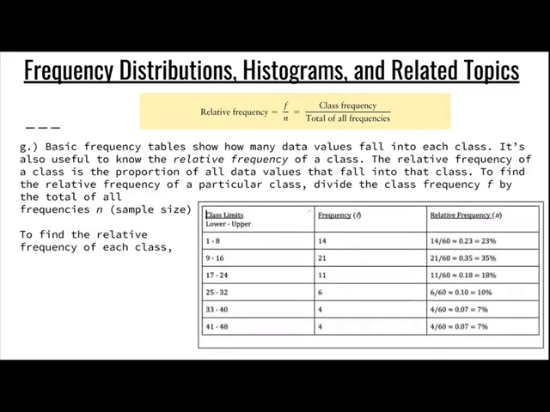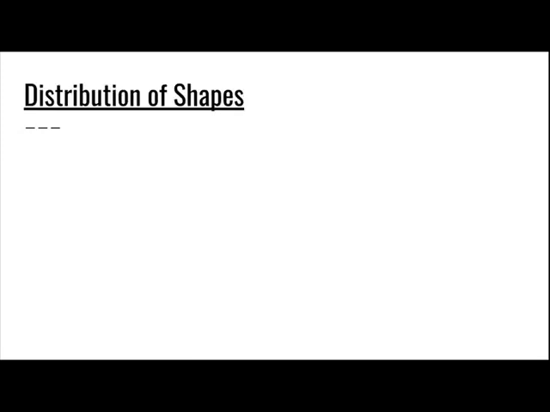Look at this table here. We have our class limits and our frequency from the table on the other slide. Remember, we have 60 pieces of data. Our first row, we found 14 pieces of data that fell between 1 and 8. So we take our 14 and divide it by the total amount we have, and we got 23%. We then do that for each frequency value.